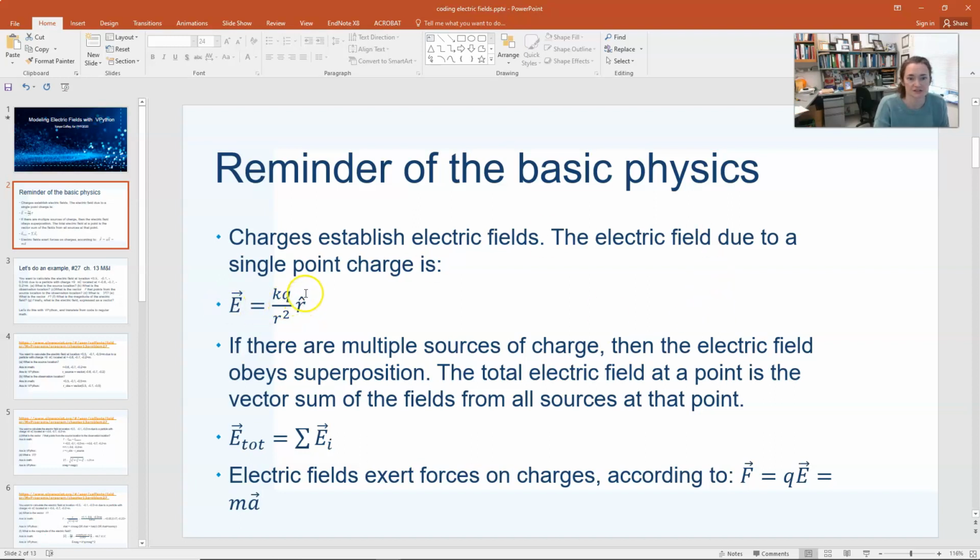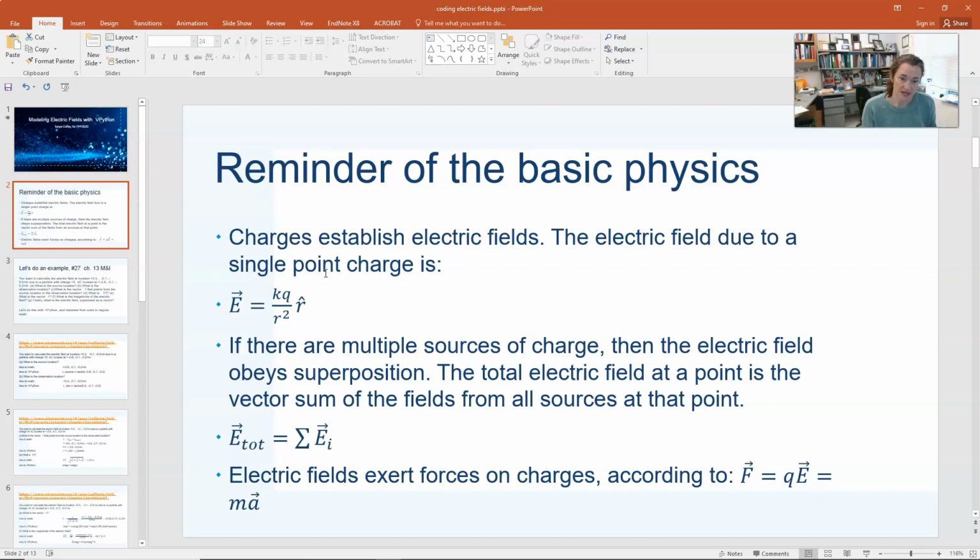Now, of course, the electric field is a vector quantity. Remember that electric fields point radially outward from positive charges and radially inward towards negative charges. The sign of the charge gets absorbed into this q, but the r hat indicates the radial dependence of the electric field. Now, if there are lots of charges and not just one, then your electric field is going to obey superposition. That means the total electric field at a particular point in space is the vector sum of the fields from all the sources at that point, and so you would just sum up those equations.